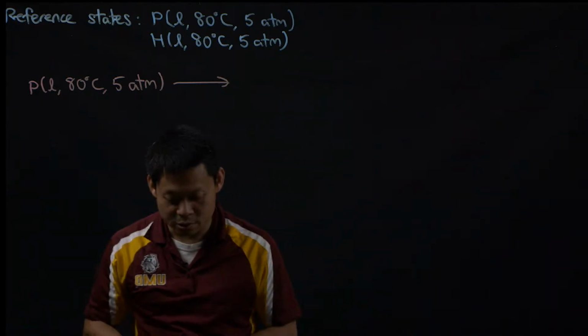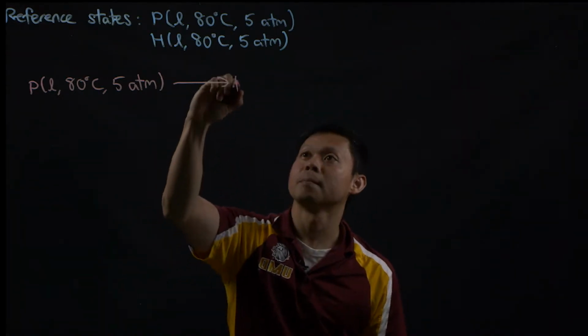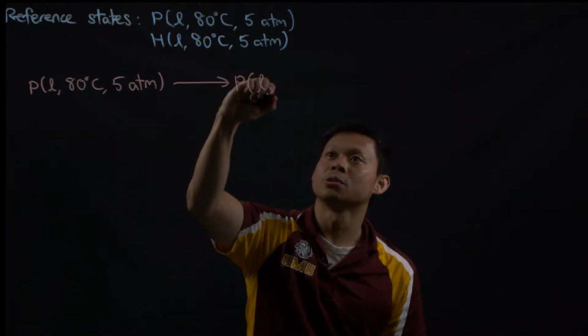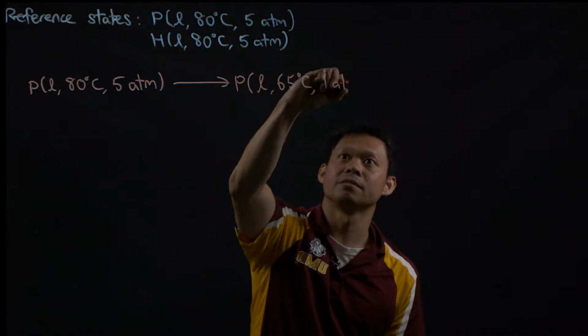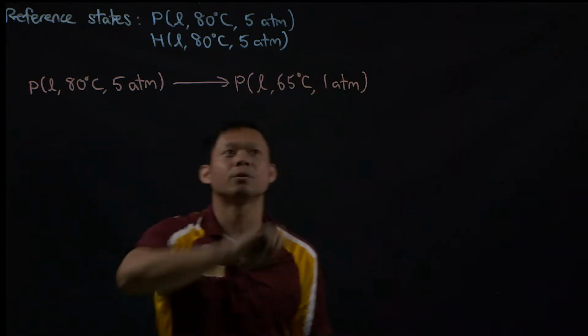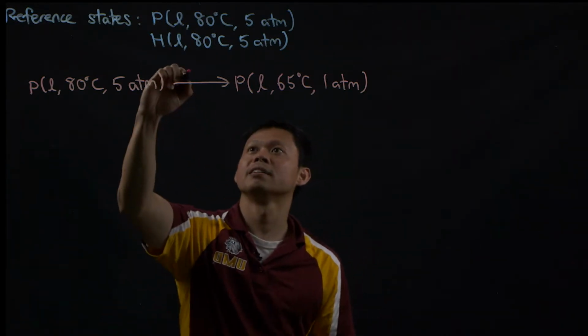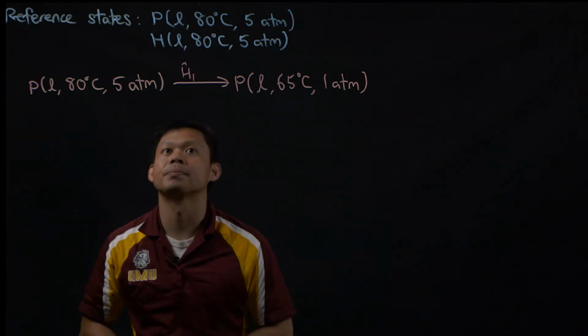And what we are trying to get to in H1 is our pentane, which is also liquid, at 65 degrees C and 1 atmosphere. So this is the liquid stream that is coming out of the evaporator, and that's what we're trying to find. This is our H1 that we're trying to calculate down here.